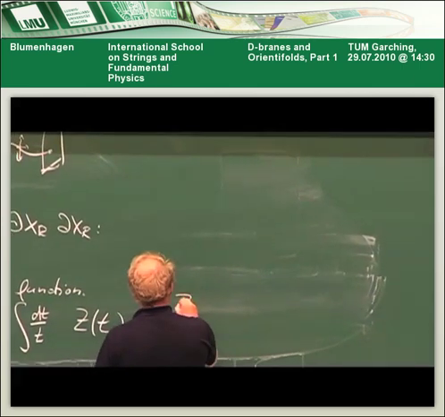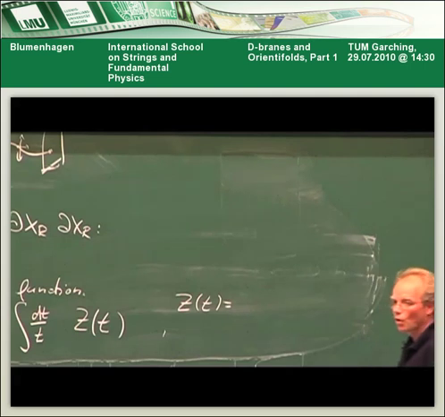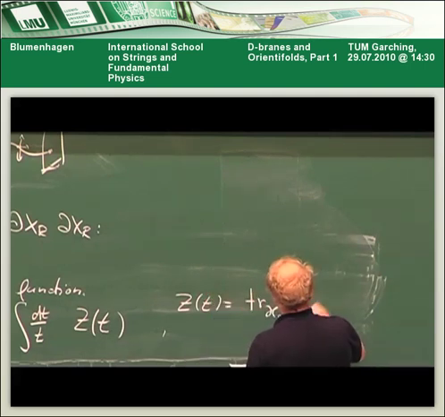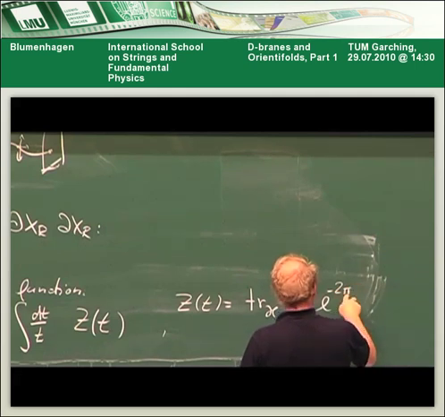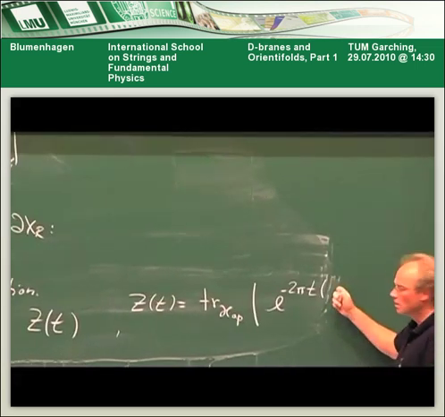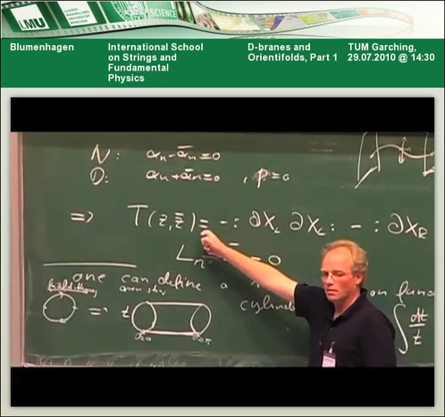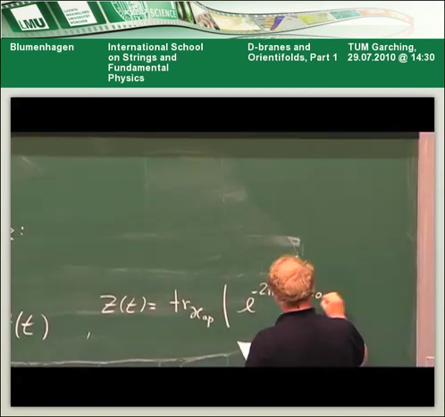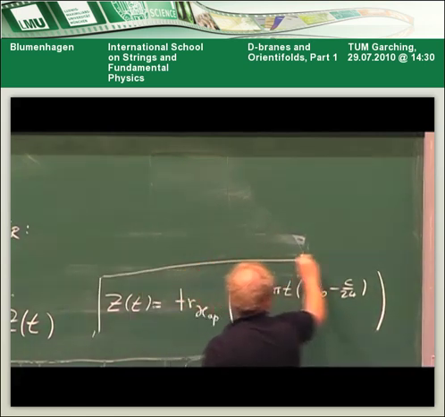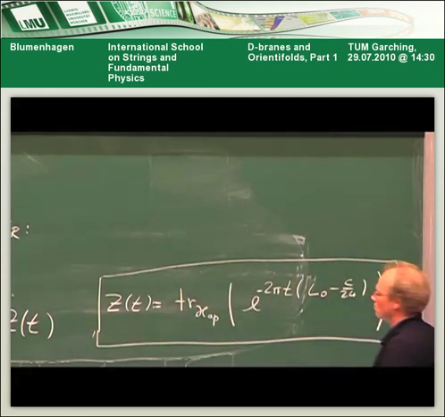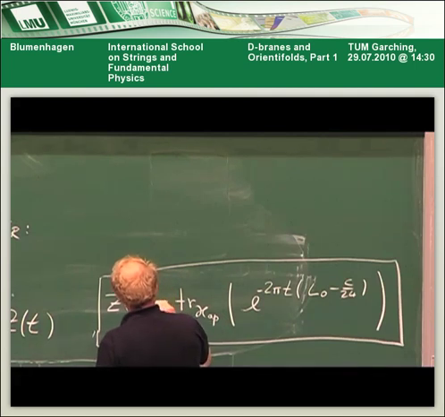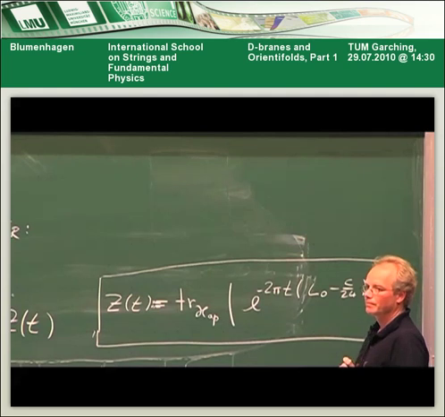And Z of t, as in thermodynamics, is just a trace over all states in the Hilbert space. So it's a trace over my open string Hilbert space, weighted by e to the minus 2 pi t times the energy. In thermodynamics there would be a beta, then the Hamiltonian. The Hamiltonian is now L0 minus c over 24, the central charge over 24. Take this as a definition. If I have a Hilbert space of string excitations, I certainly can define this trace. There's nothing wrong with that. It's just to keep track of how many states I have at each mass level.